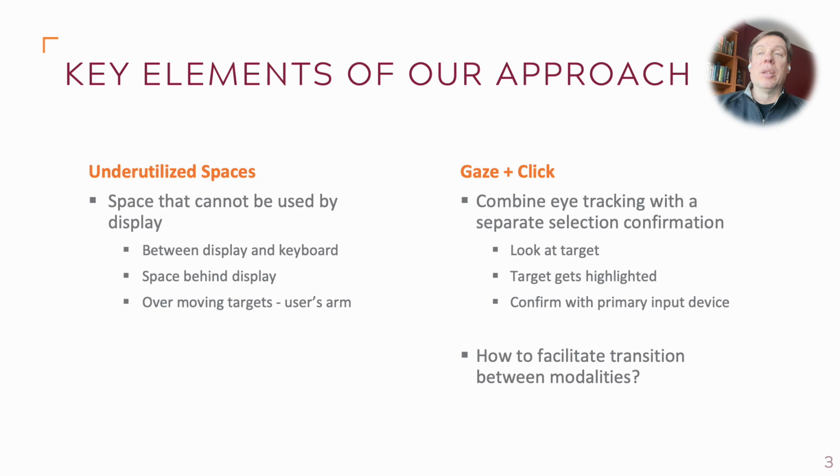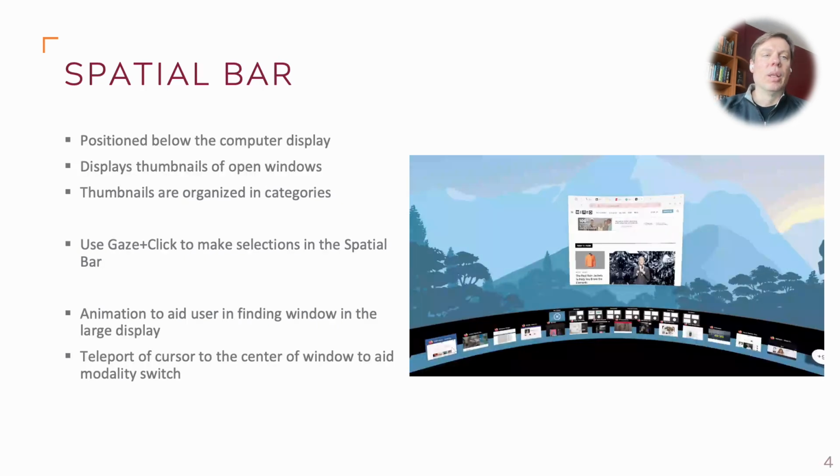Secondly, we believe that we can take advantage of additional sensors in XR headsets, such as eye tracking, to provide different sorts of input modalities. And so in particular, we use this gaze and click approach, where you combine eye tracking for pointing with a separate selection confirmation using the primary input device, your mouse or trackpad. And so a question here is, if you are transitioning often between using the mouse and using eye tracking, how do we facilitate that transition between modalities for users?